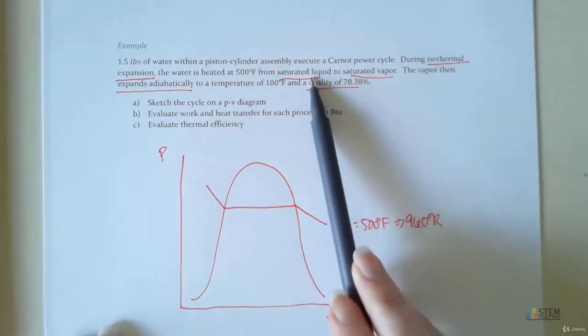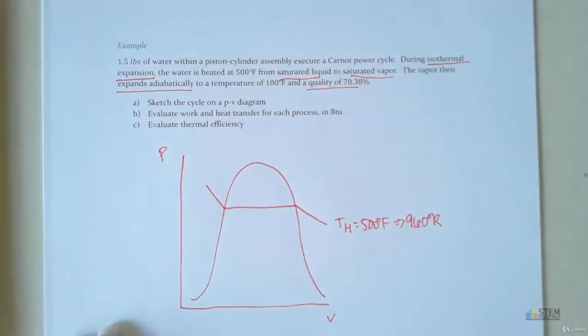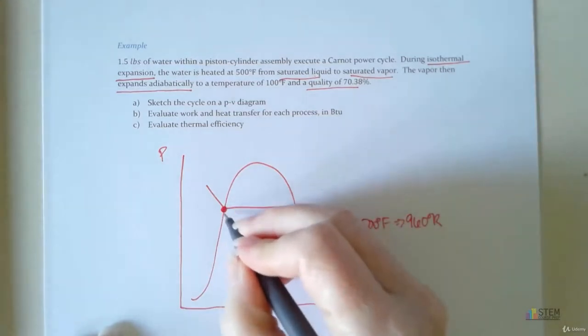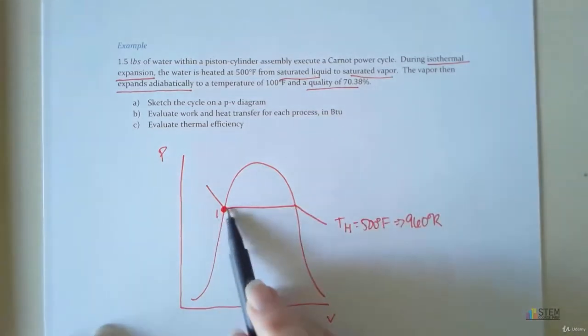Initially we're at saturated liquid. So where should we put state 1? Hopefully you're thinking right here, because that's where it needs to go. This is the saturated liquid point. This is right before we start to vaporize.